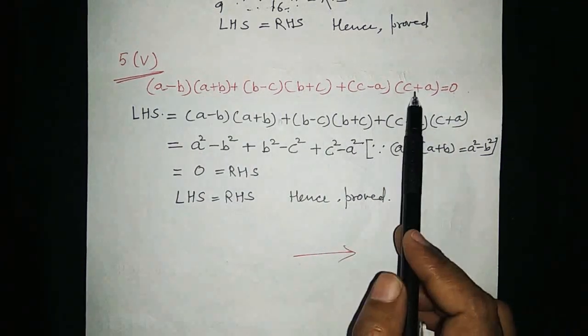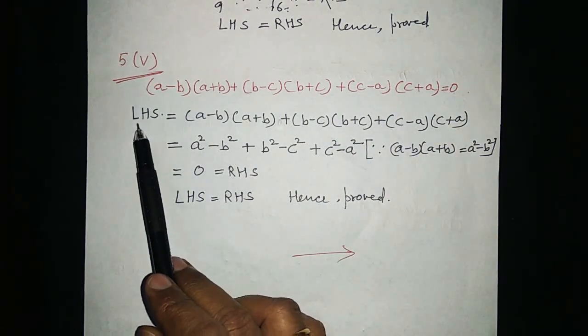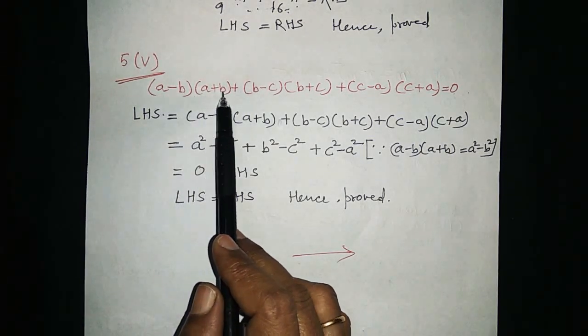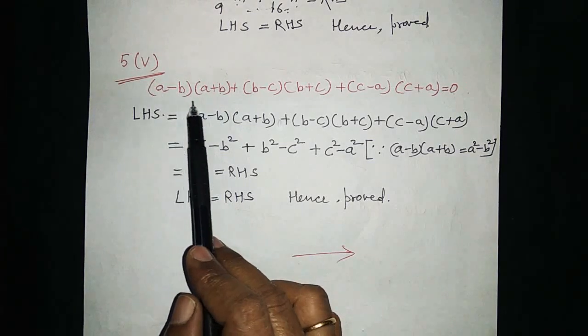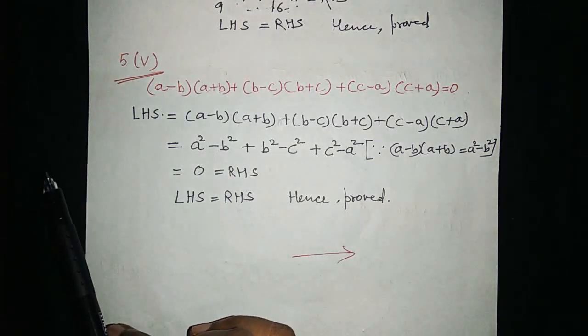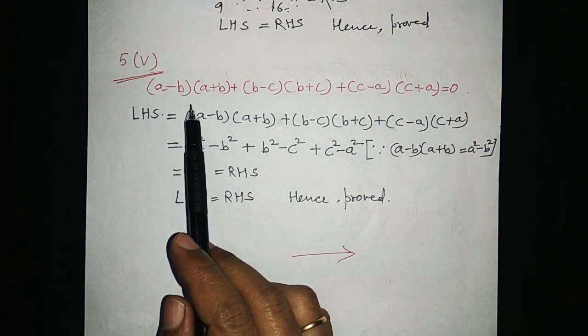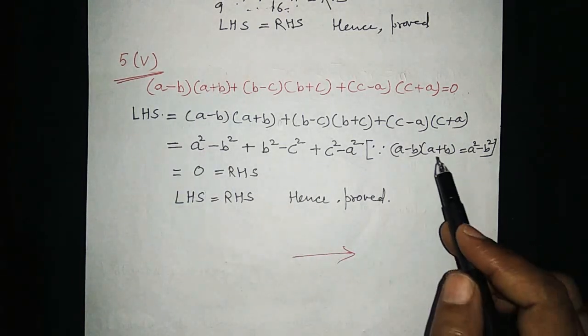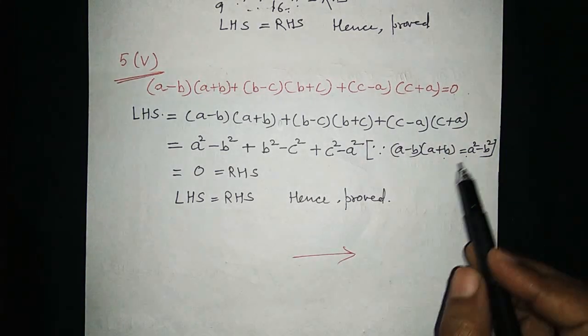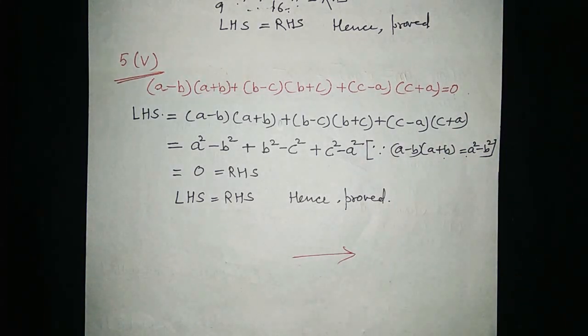So first we will take the left hand side, and here we can see that (A − B)(A + B) is looking like an identity. And which identity is that? That is (A − B)(A + B) is equal to A square minus B square.